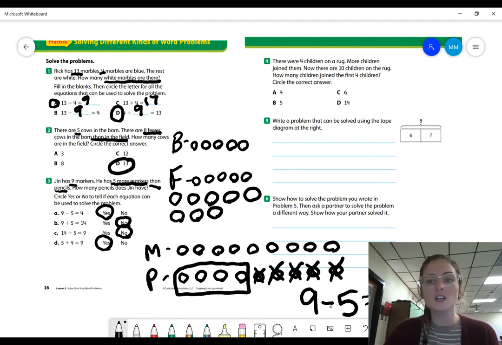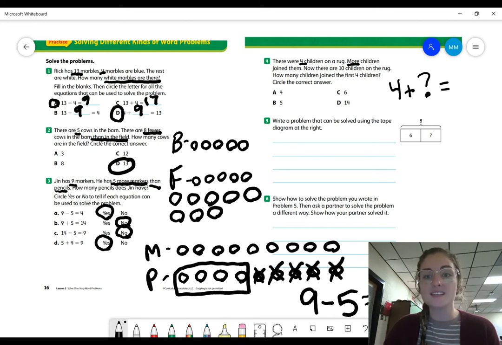It says there were 4 children on a rug. 4 children. More children joined them. Ooh, so that means if I'm getting more of something, am I adding or subtracting? I am adding. So I'm going to make a question mark because it doesn't tell us how many there are. Now there are 10 children on the rug. How many joined the first 4?